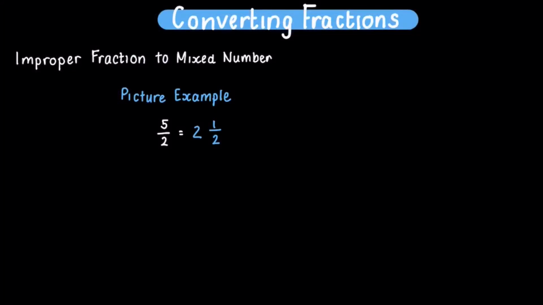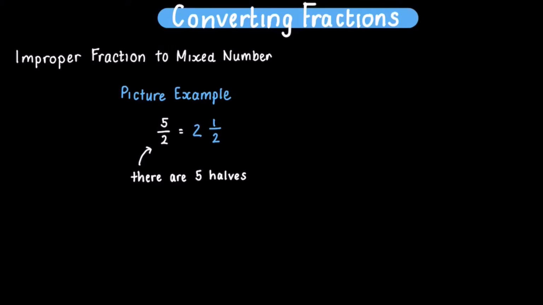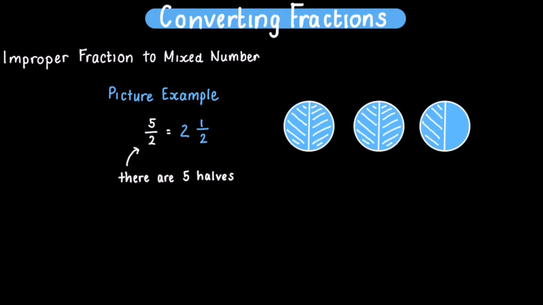First, we're going to learn how to convert an improper fraction to a mixed number. So let's take the example 5/2, also known as 5 halves. So let's visualize it using our circles. We have 3 circles here cut into 2 pieces so that we can get halves. And as we know, there are 5 halves, so we've shaded 5 of those halves in.